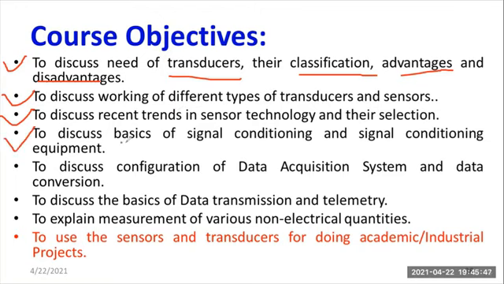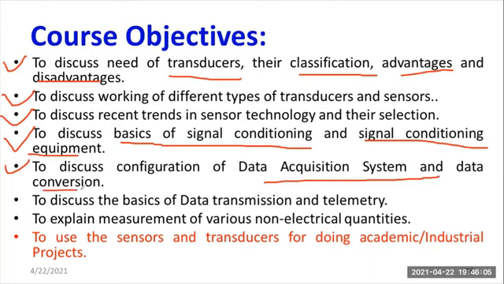And to discuss the basics of signal conditioning device. Anyway, in a transducer, there are two components. The first component is the sensor and the second component is the signal conditioning device. You have to understand the importance of signal conditioning devices. Okay. Then to discuss the configuration of data acquisition system and data conversion.